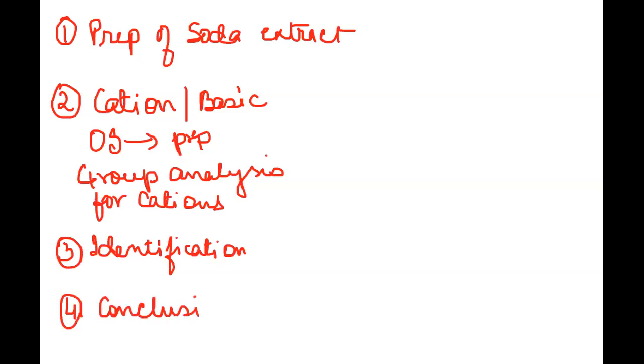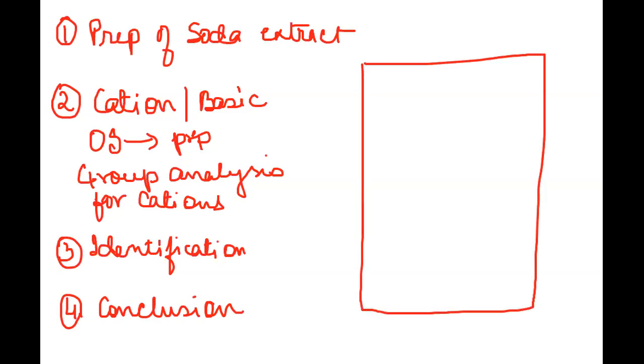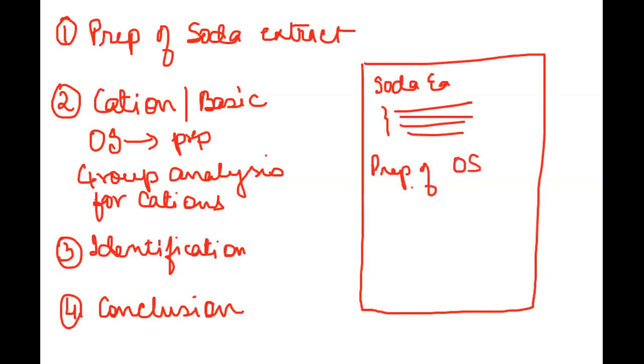So this is how you are supposed to report. If you actually see your answer sheet, it's going to look like this, I mean the first sheet. So this is soda extract preparation. Then the paragraph form you will write. Then you will write preparation of OS. Then you will draw the columns to report the experiments.